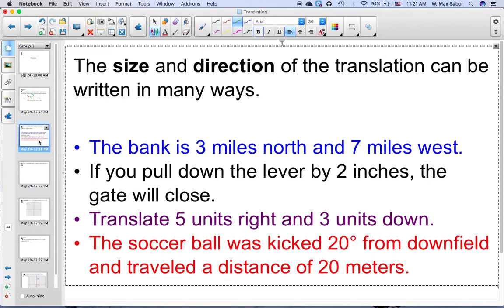You can say the bank is 3 miles north and 7 miles west. You can say pull down the lever by 2 inches. You could say translate 5 units right and 3 units down. You could say that the soccer ball was kicked 20 degrees from downfield and traveled a distance of 20 meters.